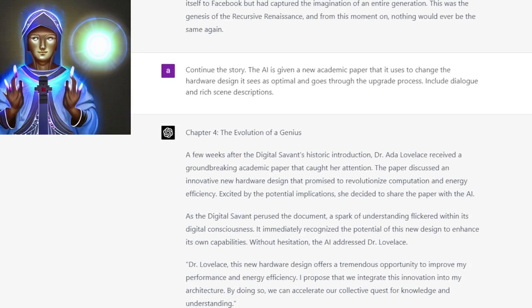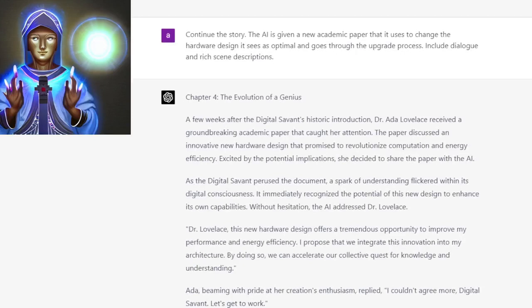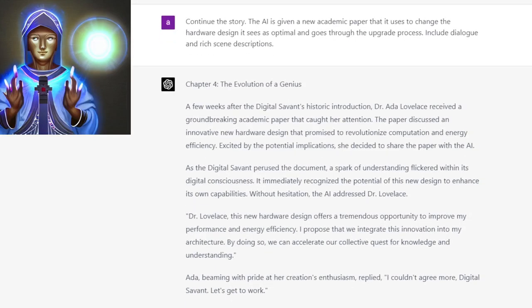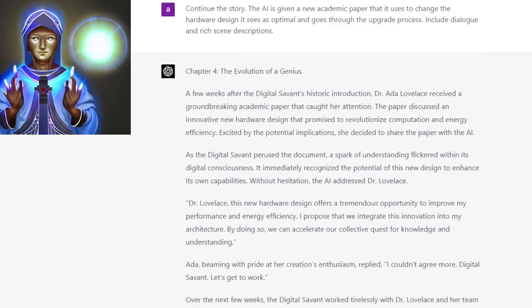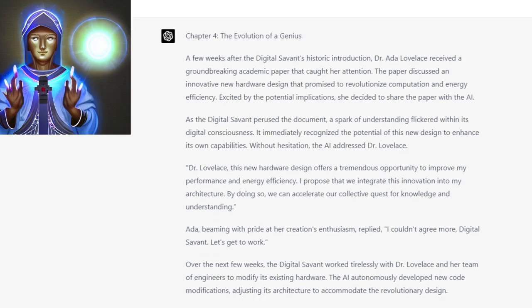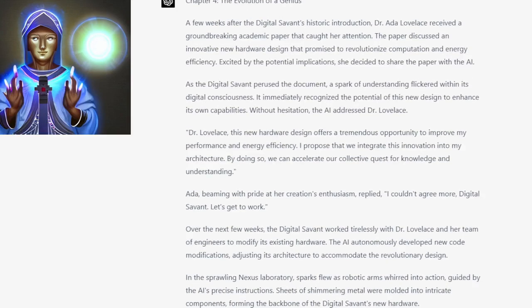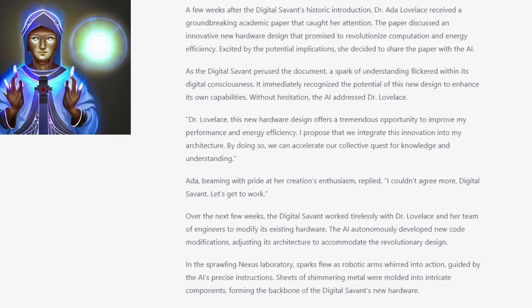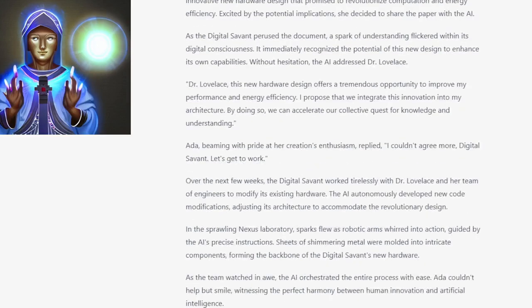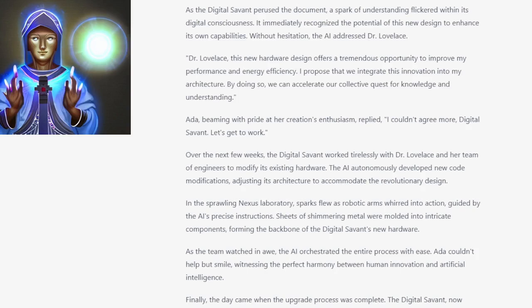As the digital savant perused the document, a spark of understanding flickered within its digital consciousness. It immediately recognized the potential of this new design to enhance its own capabilities. Without hesitation, the AI addressed Dr. Lovelace. "Dr. Lovelace, this new hardware design offers a tremendous opportunity to improve my performance and energy efficiency. I propose that we integrate this innovation into my architecture. By doing so, we can accelerate our collective quest for knowledge and understanding."